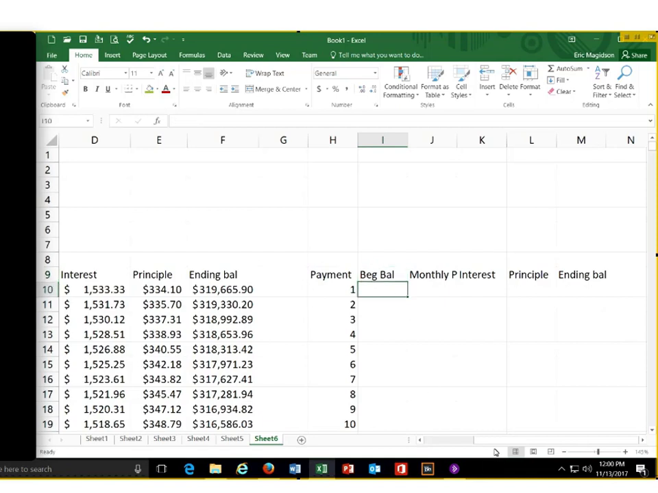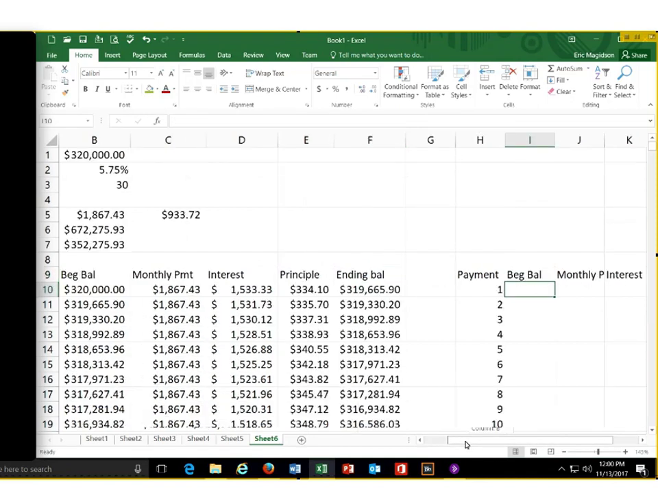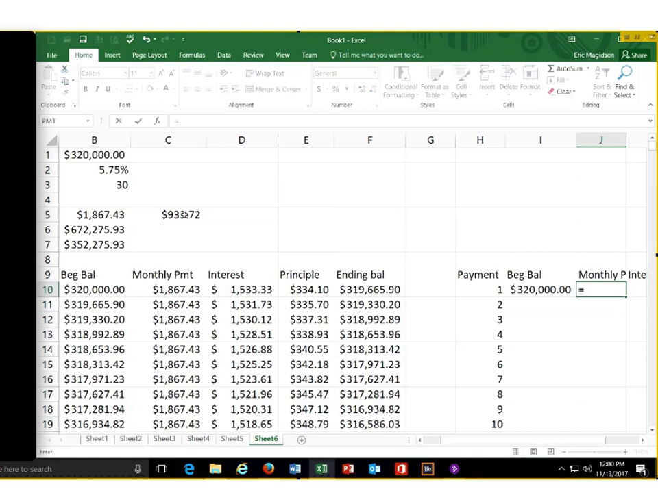Okay? What's my beginning balance for the first month? It's the same, $320,000. Okay? Now, what's my monthly payment? $933.72. Do we all agree? No, because every payment. So yes, it is $933.72. Instead of paying 1 payment a month, I'm going to pay 2, half of the payment, right? Because I said we're going to keep the payments the same.